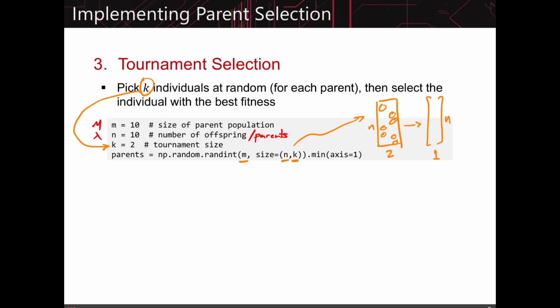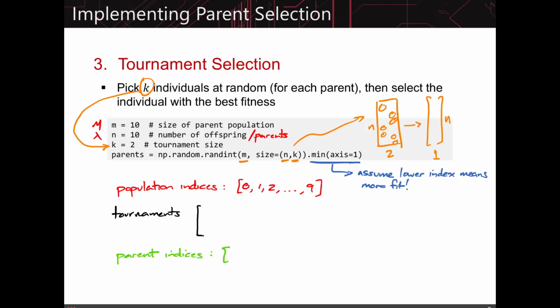So you'll notice, and I'll make a note here, that I'm assuming lower index means more fit. If you wanted to assume that the lower index meant worst fitness, like we did with the ranking selection equation, instead of taking the min, we would simply take the max here. But we would still want it to be on axis 1. So let me show you an example of what that tournament might look like.